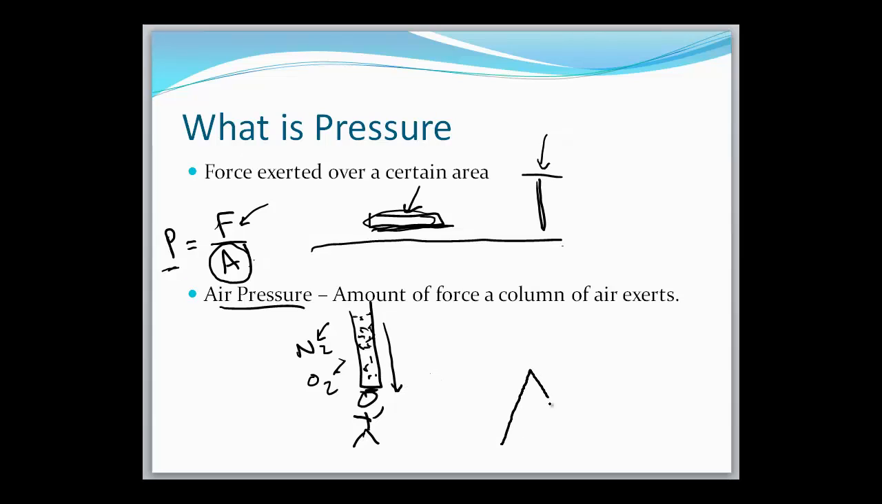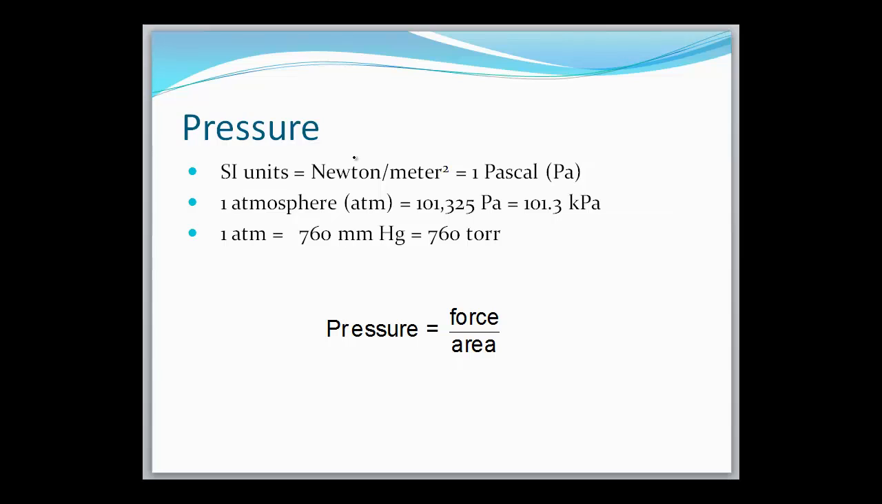So if you were to climb up a mountain and stand on the top of it, we know that air pressure is less, and it's less because that column of air is smaller than the column of air if you were standing on the ground. So when we talk about air pressure, it's the amount of force pressing down on whatever the object happens to be.